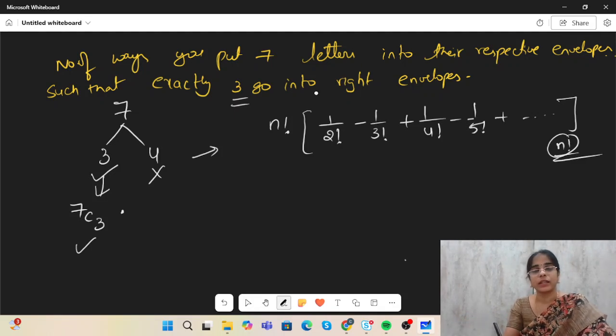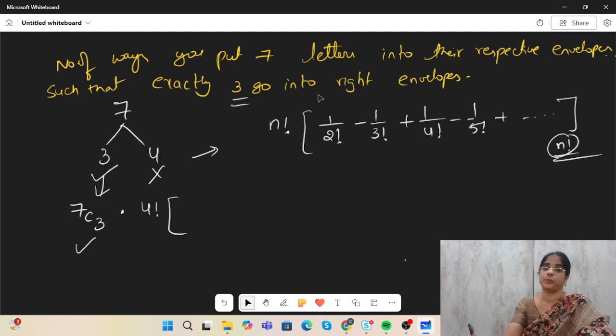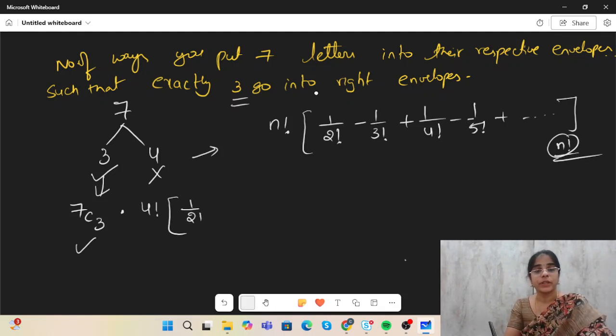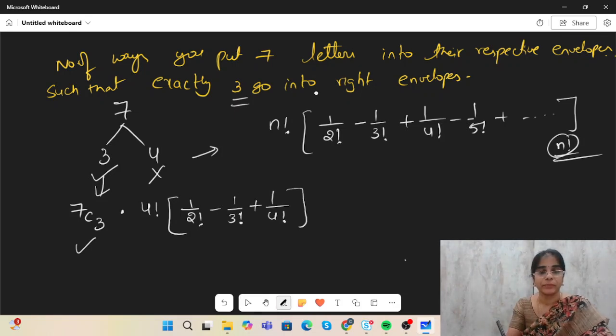Right. Now start. This is 4 factorial. Your n is 4. You want 4 de-arrangements here. So n is 4, hence it is 4 factorial into 1 by 2 factorial minus 1 by 3 factorial plus 1 by 4 factorial. That is how you will be going. Stop there because your 4 factorial is done there, right?